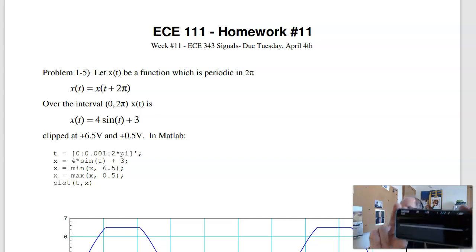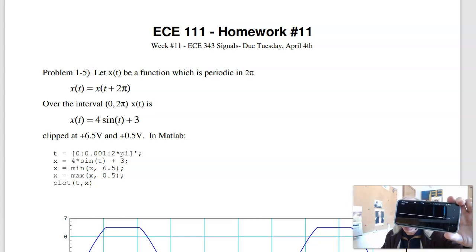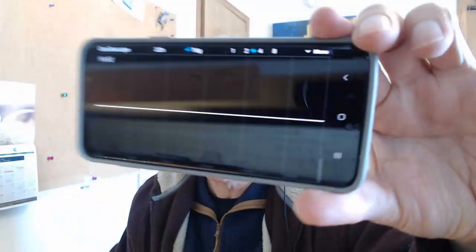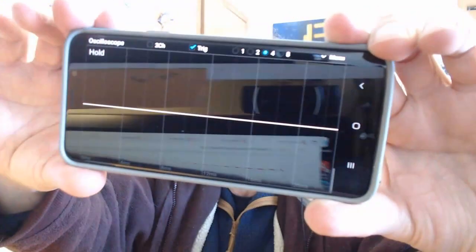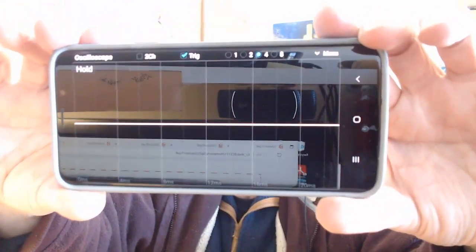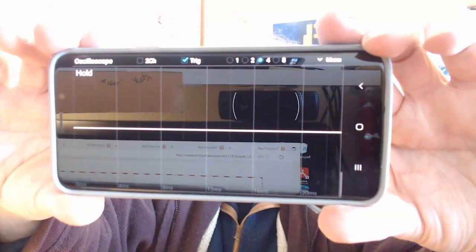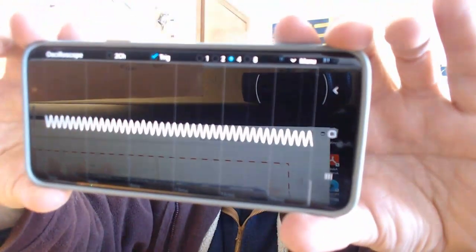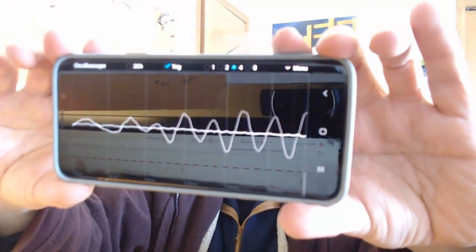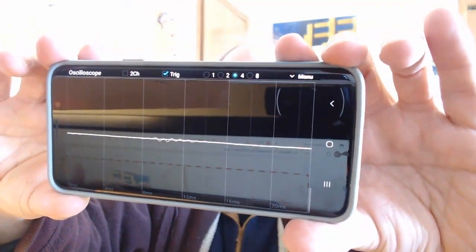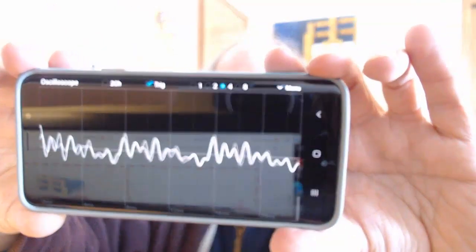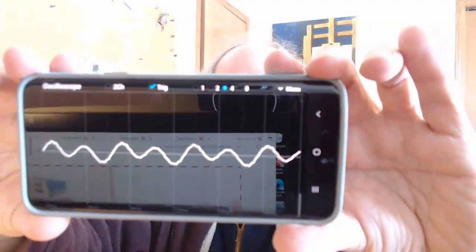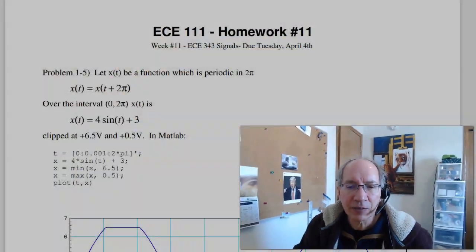For example, this guy right here, let's make that bigger. Here's an oscilloscope app on your cell phone. If you have certain signals like a whistle, you get a clean sine wave. If you have other sounds like "e", those are not sine waves. They're periodic, and that's actually very common.